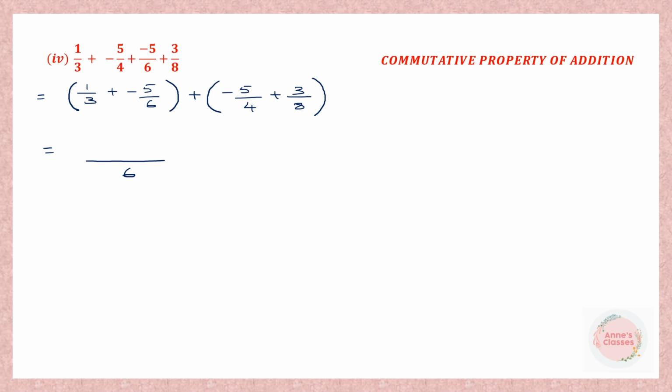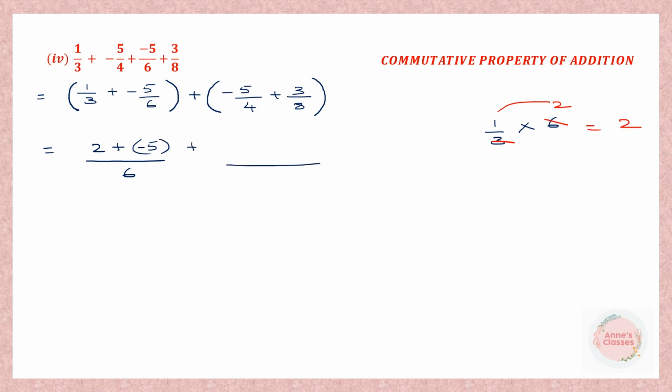So let's take the first rational number 1 by 3, multiply it with the LCM 6. Cancel 3 and 6. 3 2s are 6. Multiply the numerators. 1 2s are 2. So here we have 2. Now look at the second rational number. The denominator is the same, so we can write the same numerator, that is minus 5. Plus, let's go to the next one.